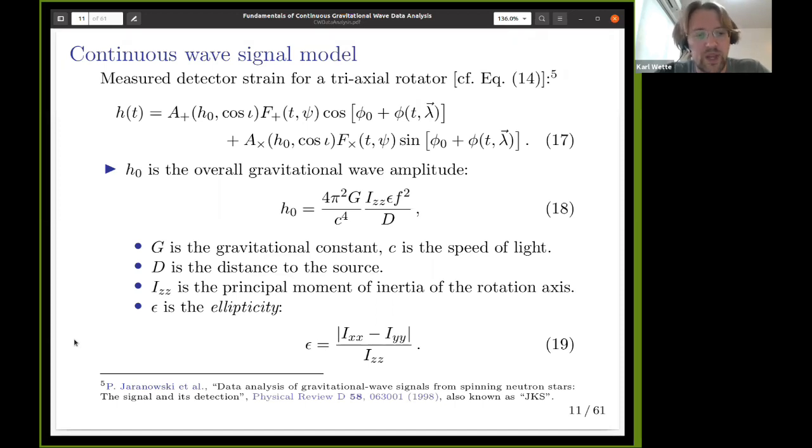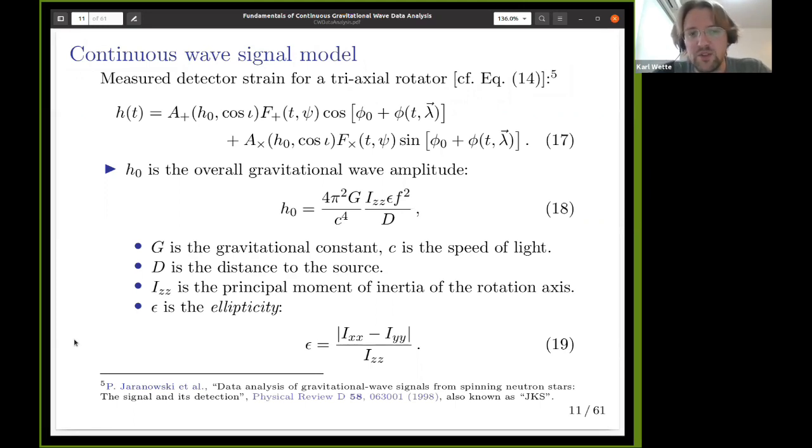The paper that outlines this in the greatest detail, which I've cited at the bottom, is by Jaranowski, Krolak, and Schutz. Because it's quite an important paper, it's often referred to as JKS, after the initials of the authors. So if you hear anyone referring to JKS, it's referring to the paper given there.